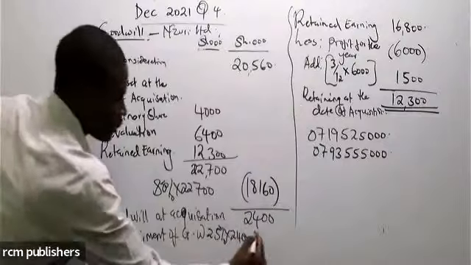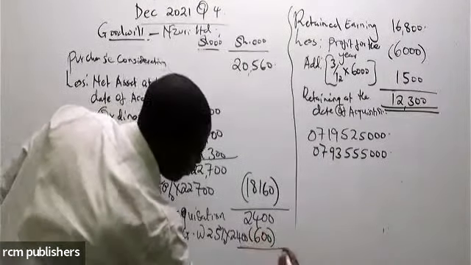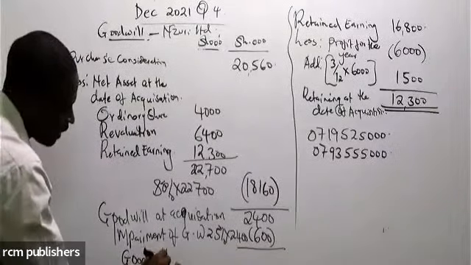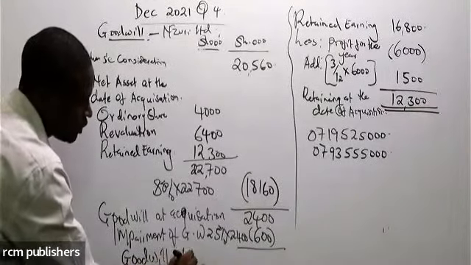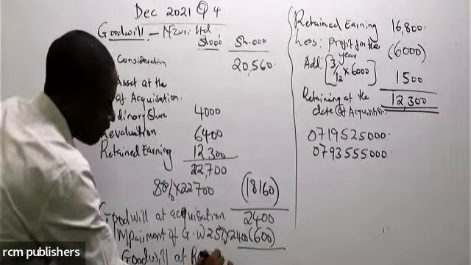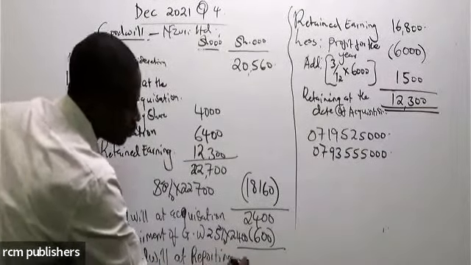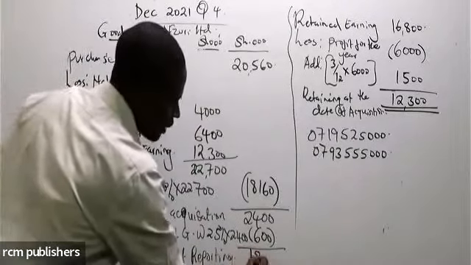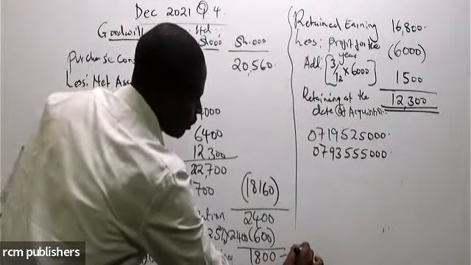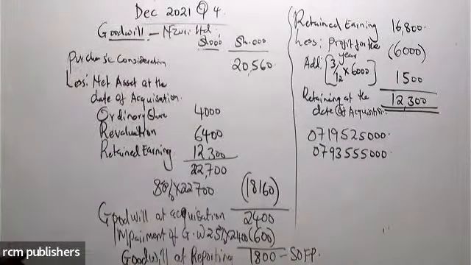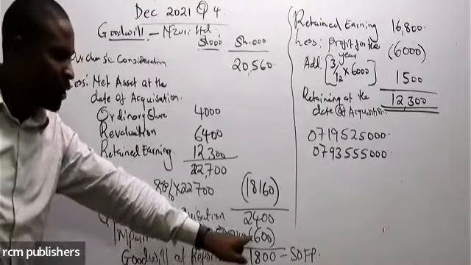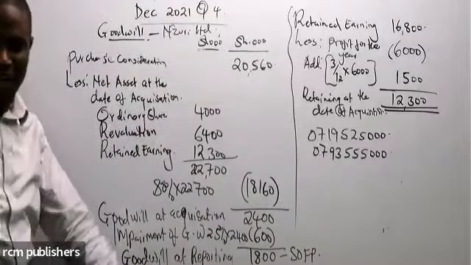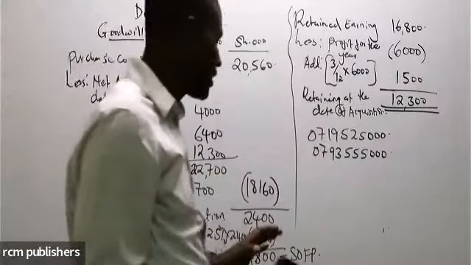It's 600. So this one we less. And then you get goodwill at reporting. Now, practically, we are able to see how goodwill is computed. Goodwill at reporting is 1,800, and this is what you take to the statement of financial position. The 600, the impairment of goodwill, goes to administration expenses.